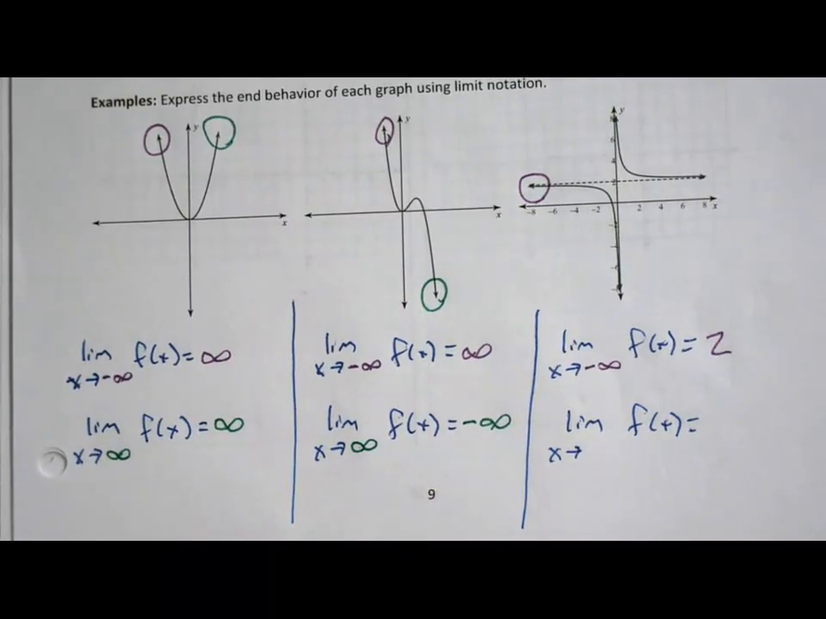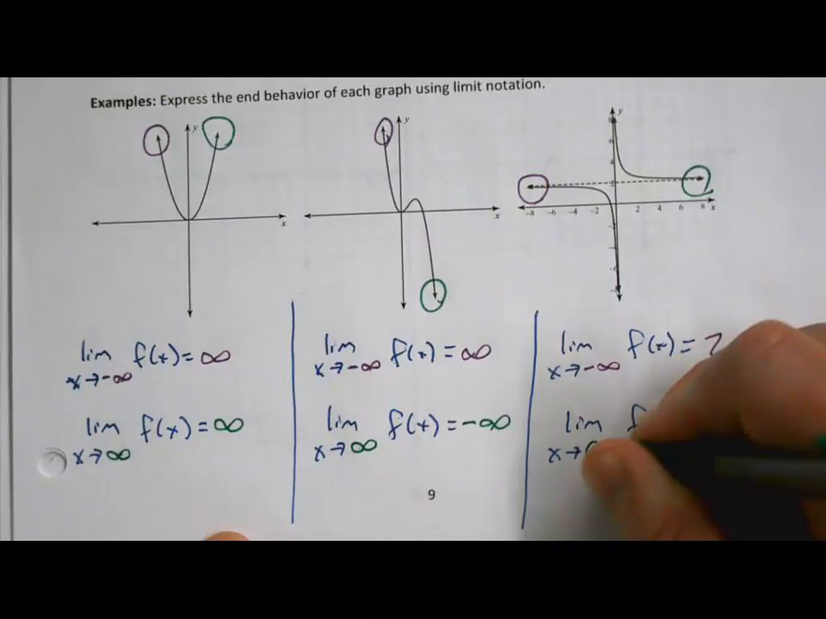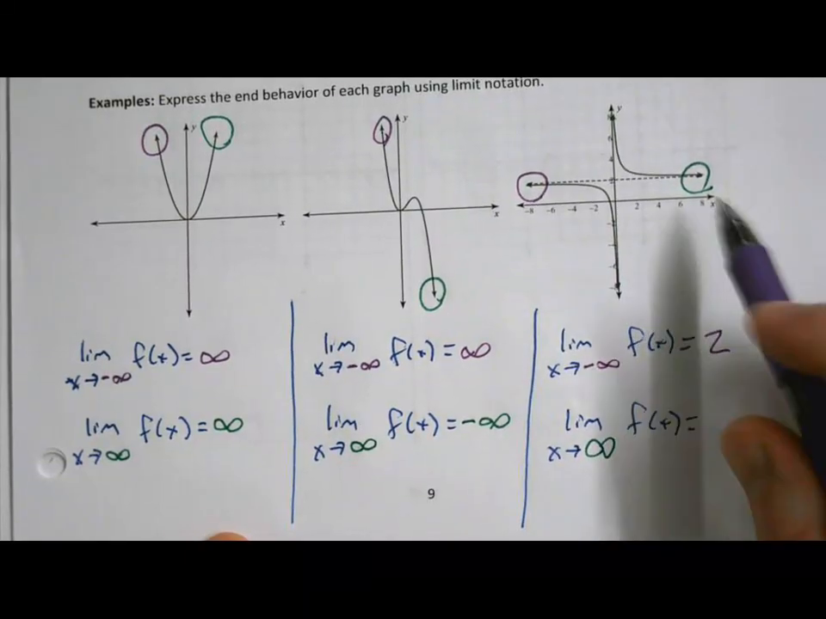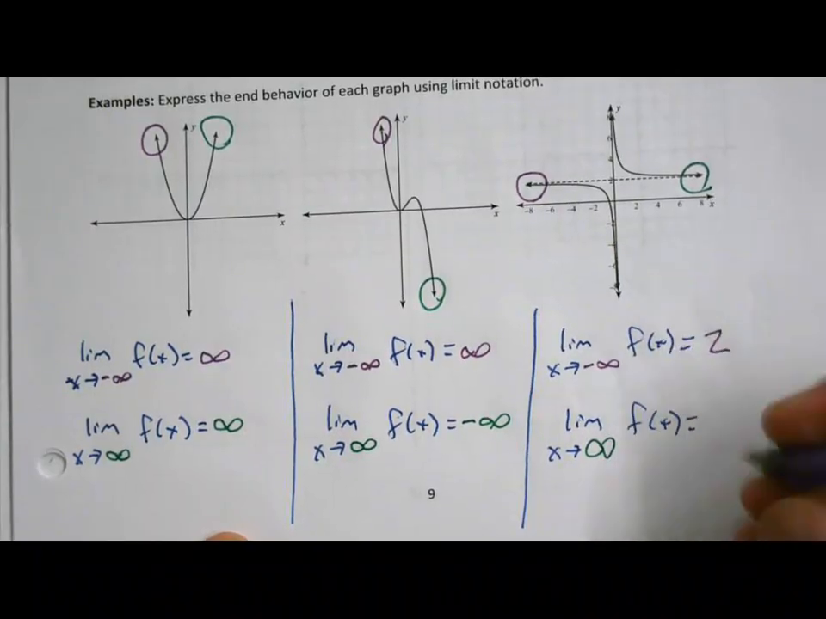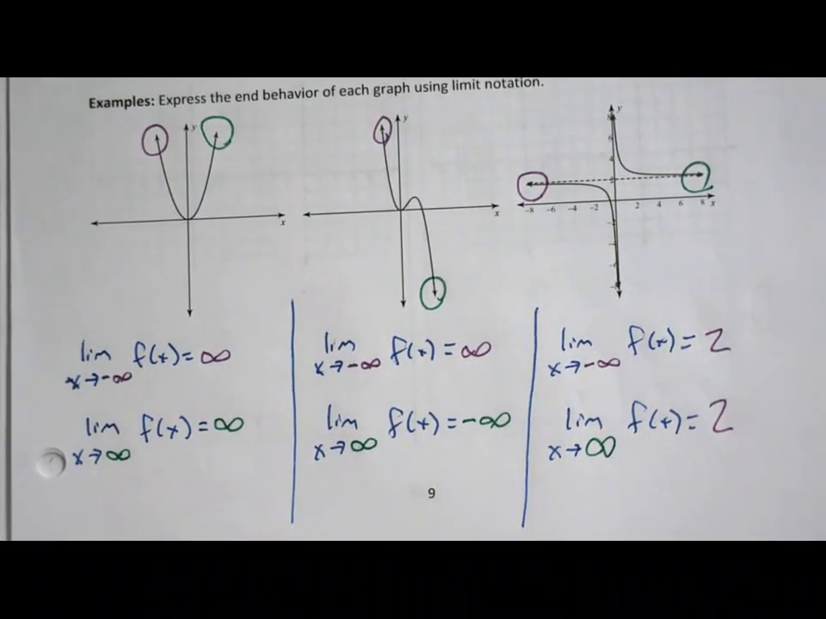And on the right, x is going towards positive infinity, and the y value looks like it's also leveling off to 2. And there we go.